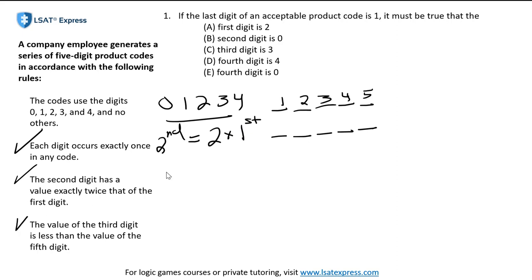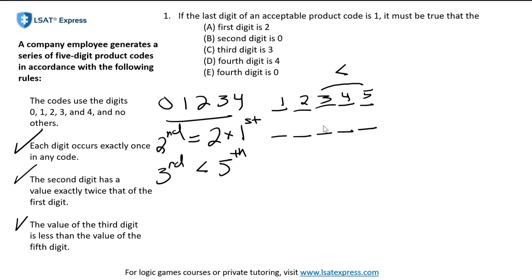The value of the third digit less than the value of the fifth. So if I were to write the third, I could write it less than fifth. I could write it out that way. Once you write a rule, you always want to ask, can I represent it in the diagram as well? And yeah, we could do that here. Let's write an arc from the third slot to the fifth slot. And whichever one is in the fifth slot is bigger than the number in the third slot.